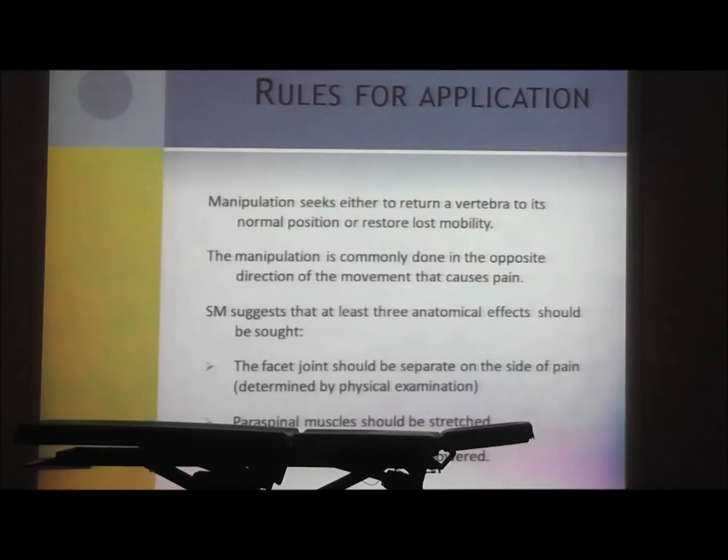Okay, spinal manipulation suggests that at least three anatomical effects should be sought. The facet joint should be separated. That's what we expect when we do manipulation. There will be separation of the facet joint on the side of the pain. And the paraspinal muscle should be stretched when you do manipulation toward the left side. This joint will cavitate, will open. The muscle here will get stretched, and also intradiscal pressure inside the disc will diminish. All this we can expect when you do manipulation.